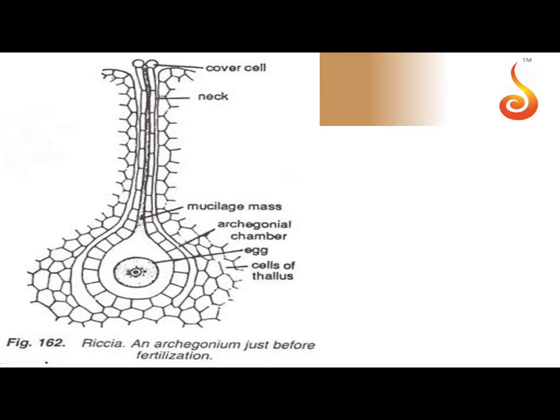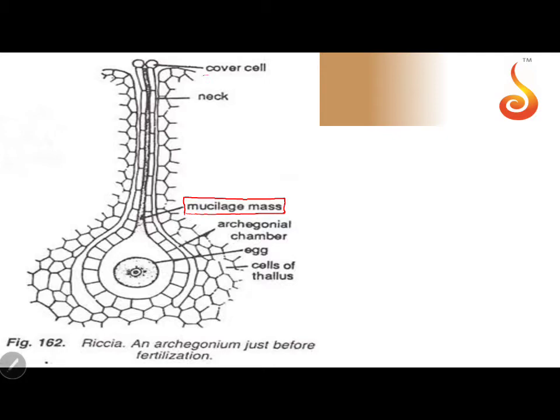Now you can see we have again a mucilage mass. In case of antheridium also I had mucus. In case of archegonium also I have mucilage. So that watery substance during fertilization, because they evolved from water, is important for bryophytes. Then we have a long structure when compared to anther, which is a short structure.